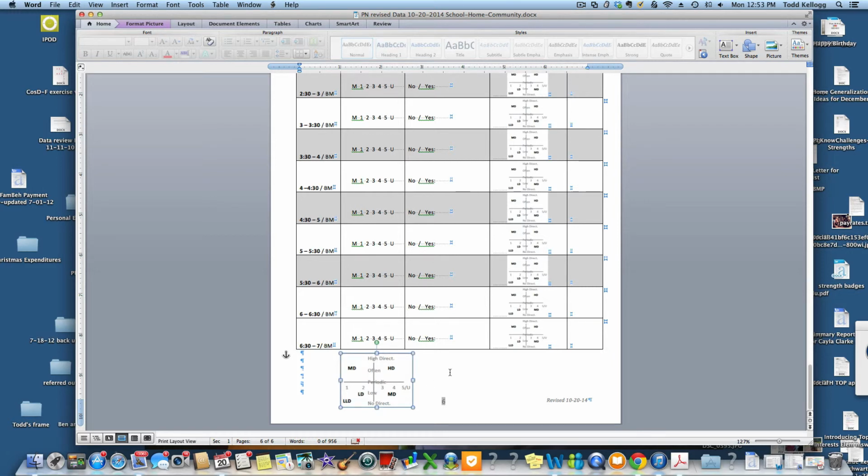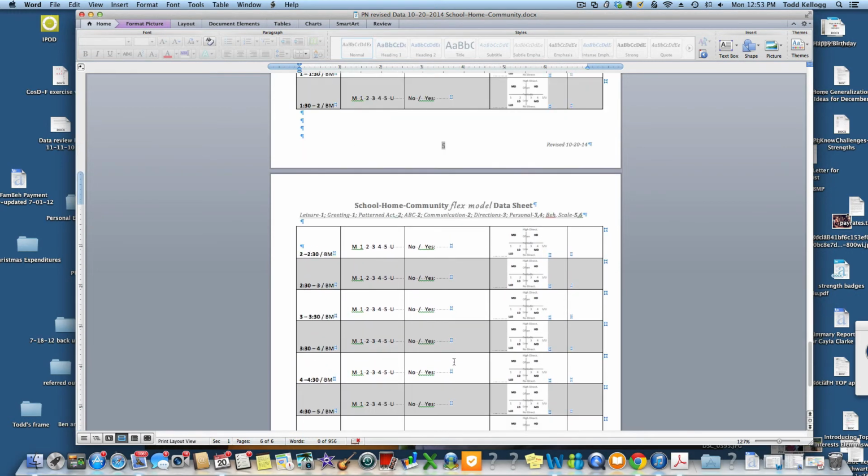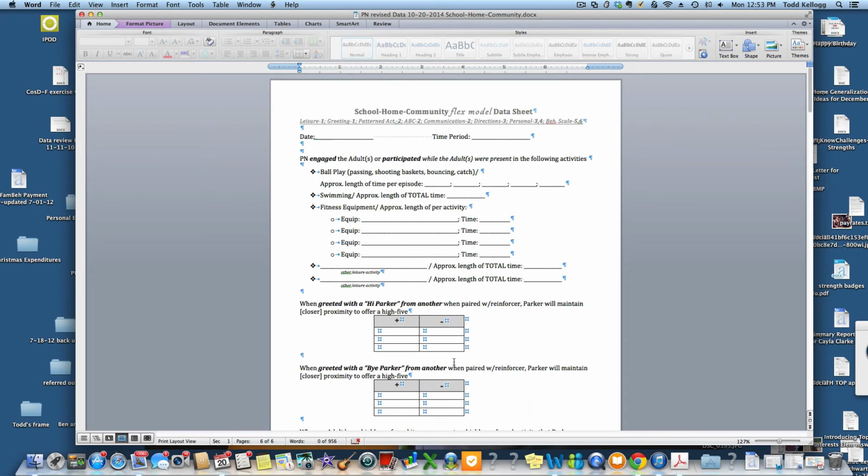Hopefully that's not confusing. Okay, so we'll start with this, and then we'll continue to talk and use this sheet together, and I'll make whatever changes I need to make as we move along. Thanks.